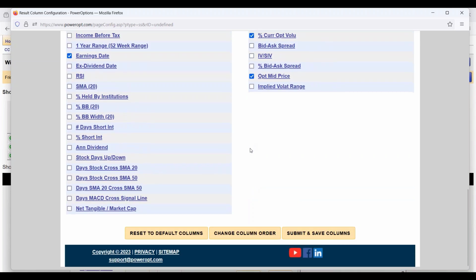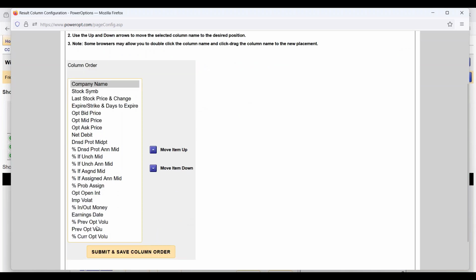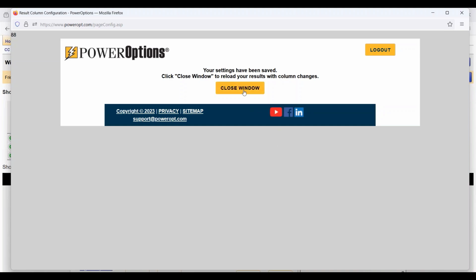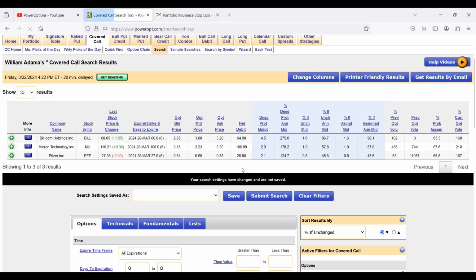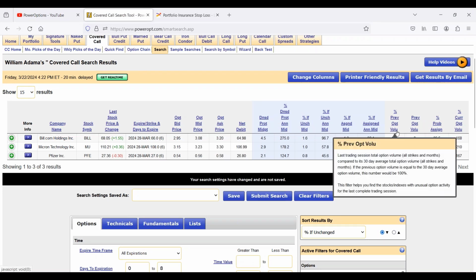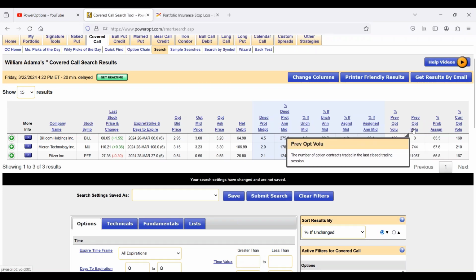There's my current. Just check the box, and we're going to change the column order. And we're going to move the percent previous option volume up near the assigned returns, as well as the total previous option volume numeric, and the percent current option volume as well. Let's go ahead and submit that. Close the window and resend it. All right, so now we have our percent previous option volume, numeric previous option volume. Pfizer's really strong yesterday, 11,057 total contracts. And as I mentioned, the percent current option volume, the percentages versus the numeric as well.